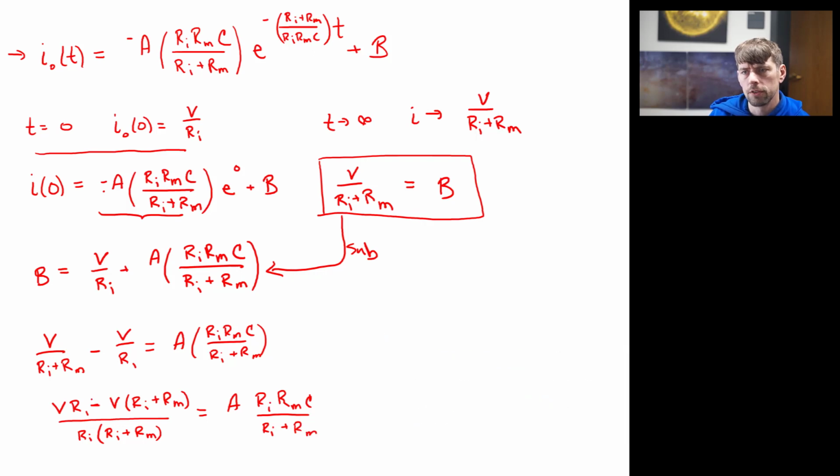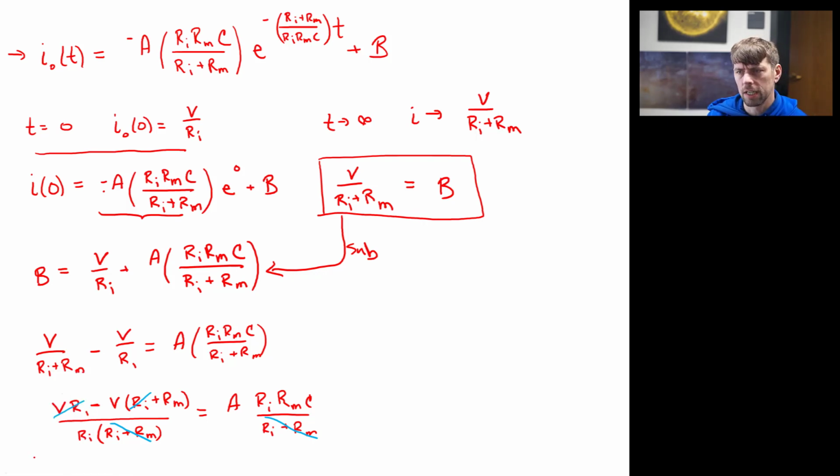The first is, you notice that we have a V Ri minus a V Ri, and so we get some cancellation. This term and that term cancel. Furthermore, you notice we have an Ri plus Rm on both sides of the equal sign. So we can get rid of those. Okay.